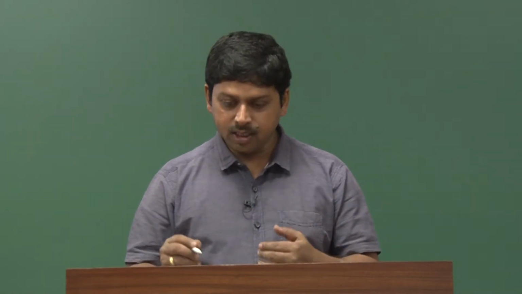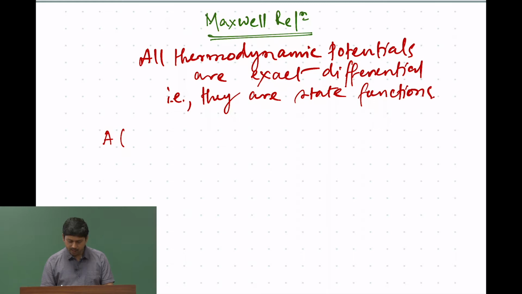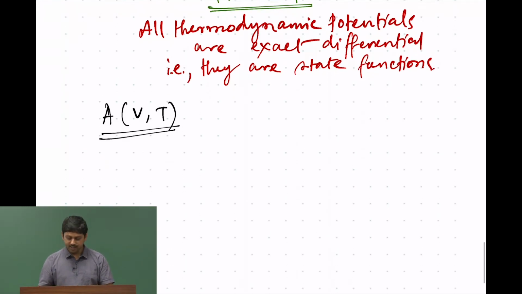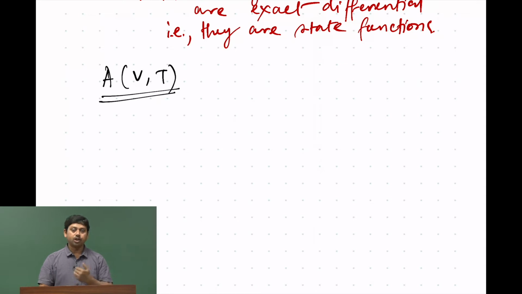Similarly, A, which depends on N, V, T, or rather I will just write V, T, because we are not talking about N here, we are talking about a one component system. So, I will just say A as a function of V and T. Now, it is a function of multidimensional variables, and A is known to be an exact differential. So, since it is an exact differential, it does not matter whether we change the V and then change the T, or change the T and then change the V, the value will remain the same, and that can be exploited in order to obtain different Maxwell relations. So, I will show you how.